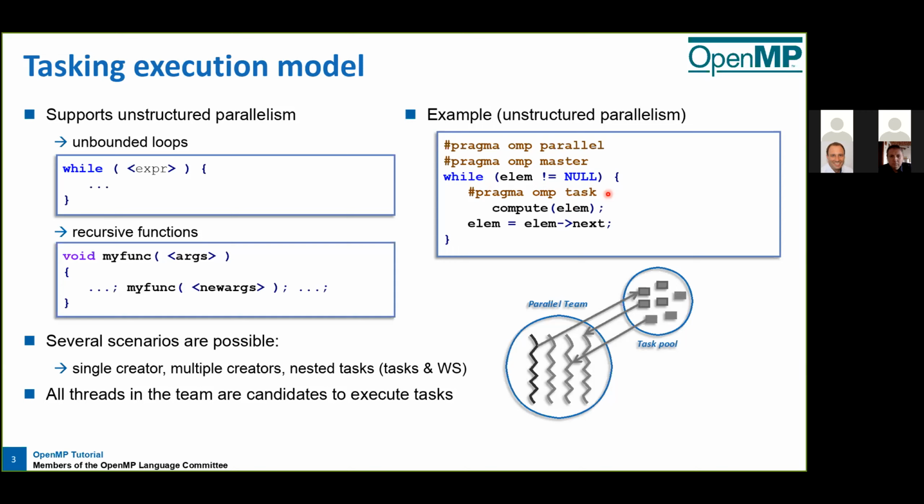I'm illustrating what I call the single creator scenario here, so that we have only one thread creating the tasks. But of course, it's also possible that multiple threads create tasks simultaneously. This is just an example here for while loops and for recursive algorithms. We have more examples later on. As I said, tasks can create other tasks, and also work sharing constructs can create tasks and so forth. And I think I said it, all threads in the OpenMP team are candidates to execute tasks.